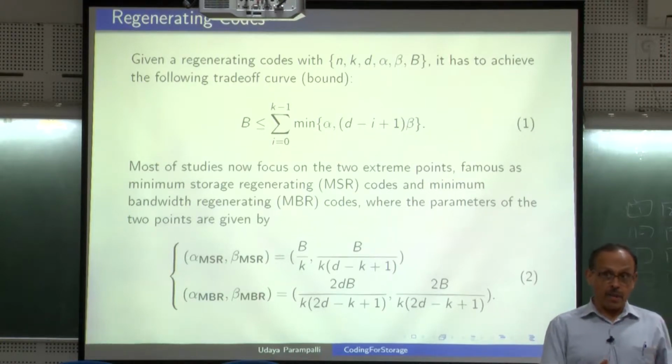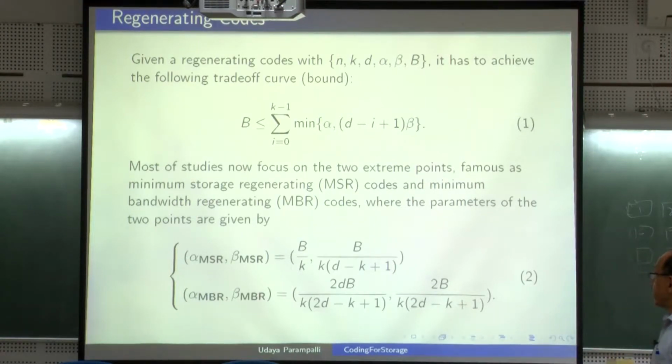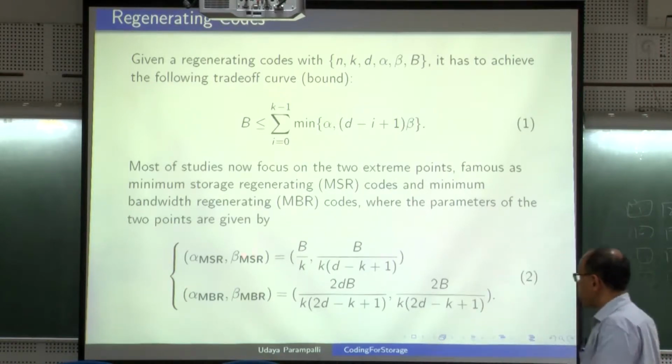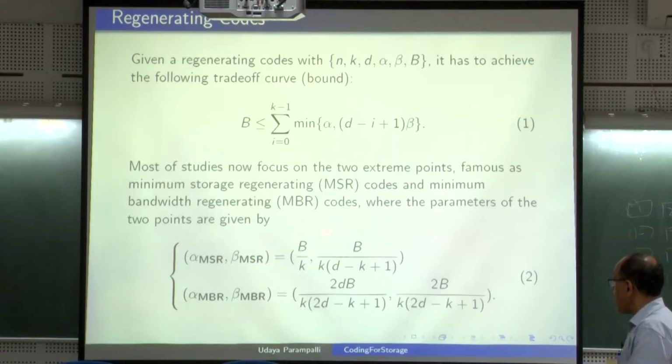But on the other hand, it requires more storage per node, whereas with an MSR code the storage is minimized, and you can also minimize the number of bytes to download, so you get the points alpha MSR and beta MSR. How did you obtain this? Are you all clear about these points? Do you know how this comes? For MSR, it is a minimum storage code, so any k nodes should have that information, so the size of every node should be at least the file size divided by k. But how is this true?